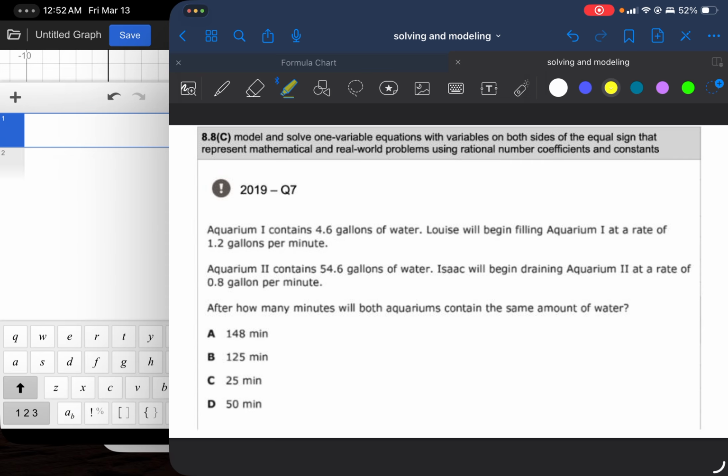For this problem, we will highlight Aquarium 1, 4.6 gallons of water. Louise will begin filling the Aquarium 1 at a rate of 1.2 gallons per minute. We also have Aquarium 2 contains 54.6 gallons of water. Isaac will begin draining the Aquarium 2 at a rate of 0.8 gallons per minute. In the question, I see my word: after how many minutes will both aquariums contain the same amount of water?